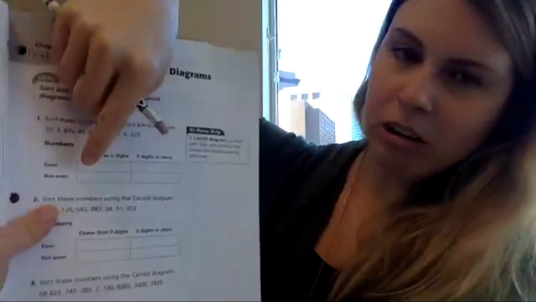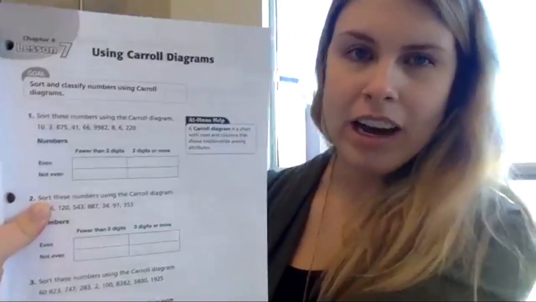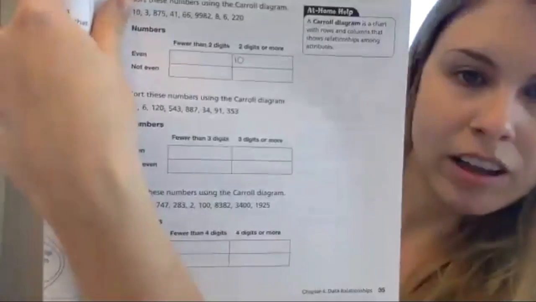So let's look at number 10. Is 10 even or odd? Could you count by 2s and get to 10? Yes, my friends, you can. So it's going to for sure go in the top column. Now, is 10 fewer than 2 digits or 2 digits or higher? Yeah. So 2 digits or more. So 10 has to go right there in that column.